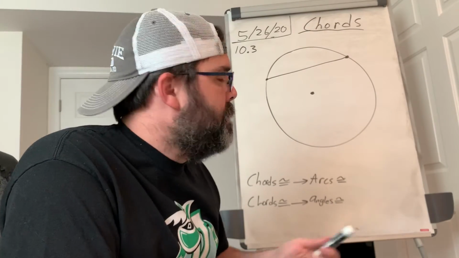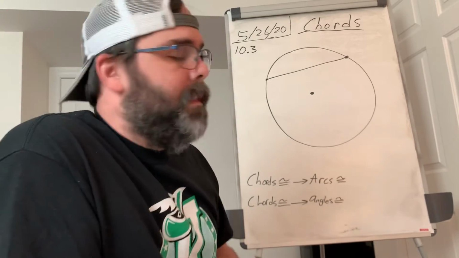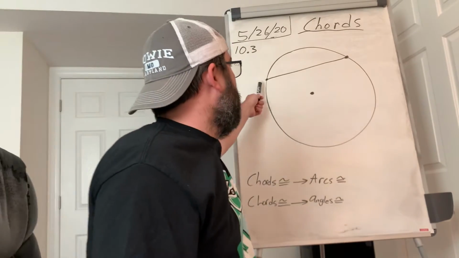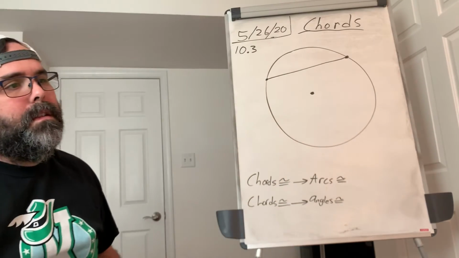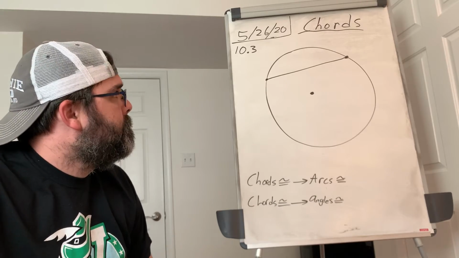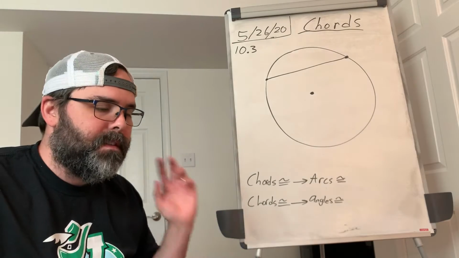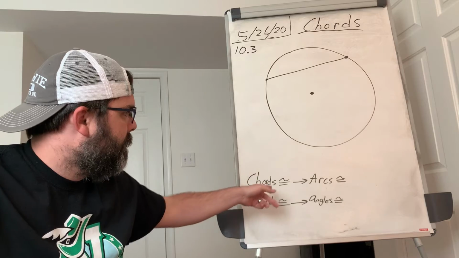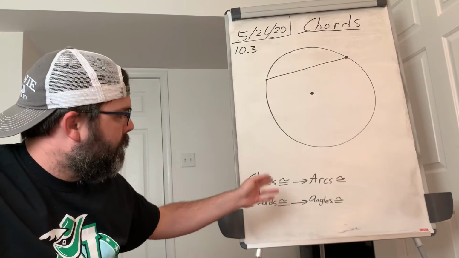Okay, what is a chord? Just to recap, a chord is a line segment that goes from one edge of the circle to the other. So this is a chord. The longest chord of the circle is the diameter. All right. So let's just talk about 2 theorems, and I'm going to summarize them. I'm not going to go into great detail on them. The 2 theorems are basically this. If the chords are congruent, the arcs are congruent. And if the chords are congruent, the angles are congruent.